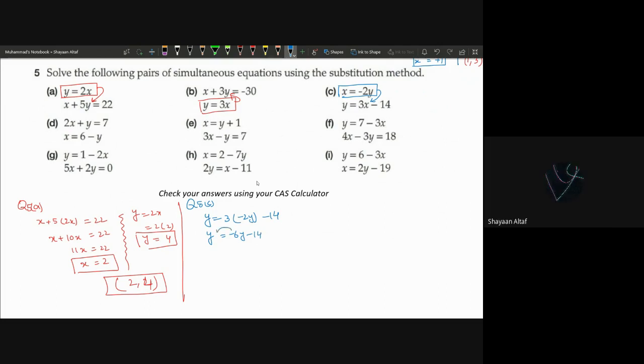You take this onto this side and it will become y plus 6y is negative 14. And 7y will be equal to negative 14, y will be equal to negative 14 over 7, and you will have minus 2 over here.